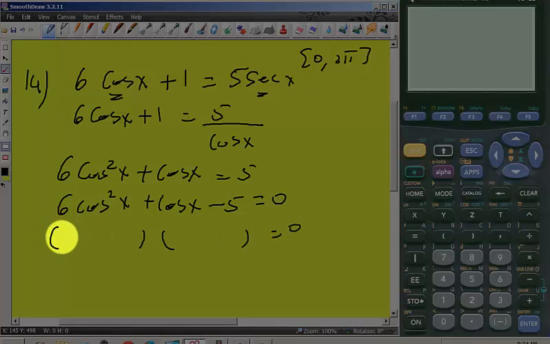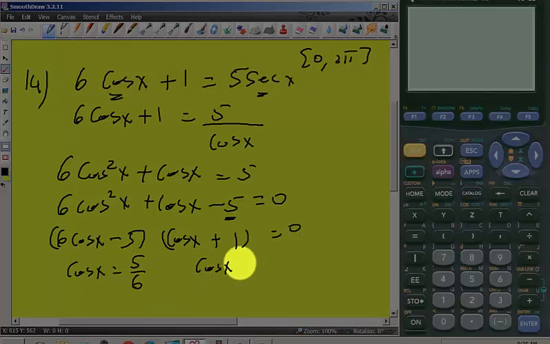Factors of 6. I can go 6 and 1. I can go 3 and 2. Where you want. There you go. Factors of 5 and 1. But I got to make a 1 in the middle, so I better put 5 here and 1 there. And I need a negative, so I better put negative on the 5 and plus on the 1, and that works. So now I'm going to solve for cosine of x. So cosine of x is equal to 5 over 6. That's ugly. Cosine of x is equal to negative 1.